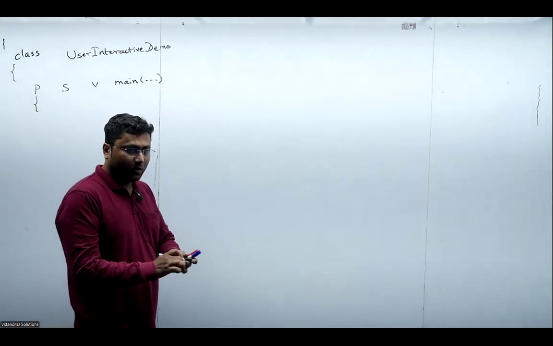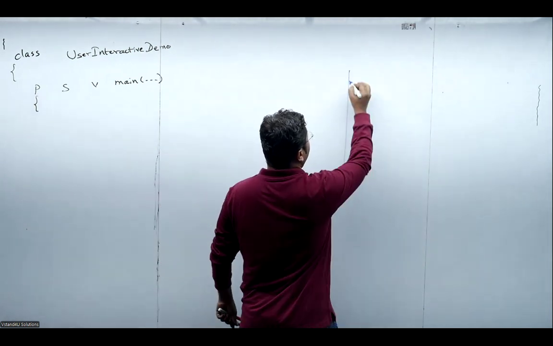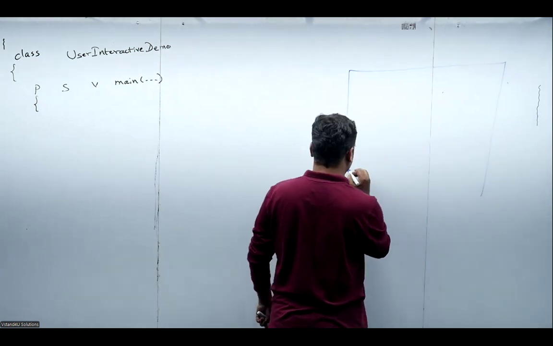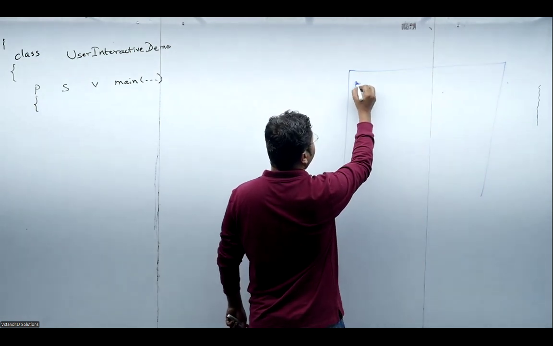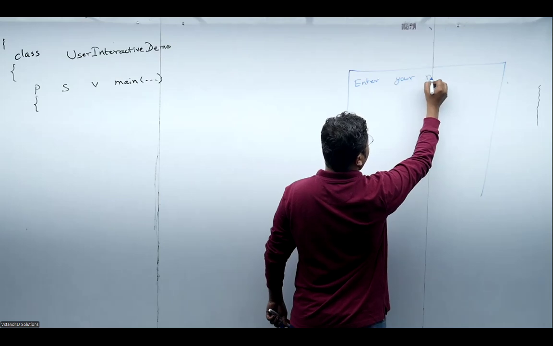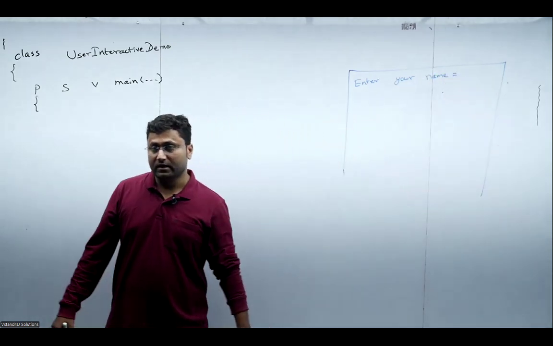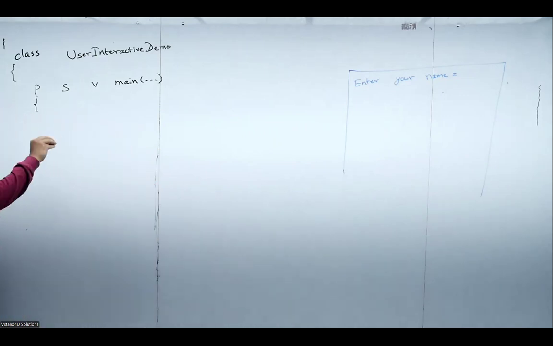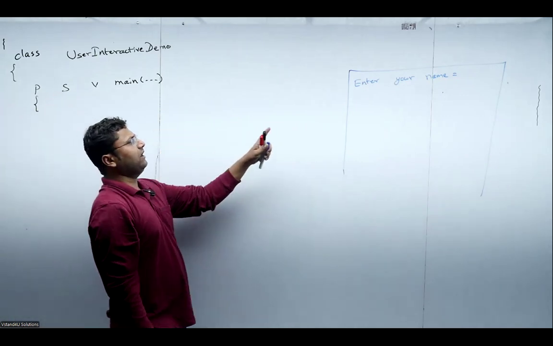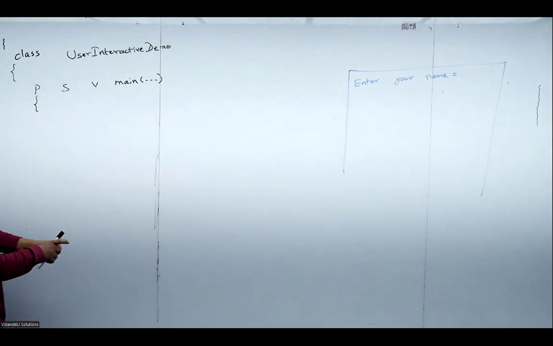Right? Now, first thing, as part of my output screen, what do I want? First thing I want is: Enter your name. This is the first thing I want to be displayed on the screen. Am I right? Now pay attention. How am I going to do it? I just need to print a text called enter your name equal to. So in order to print, what do I use there?